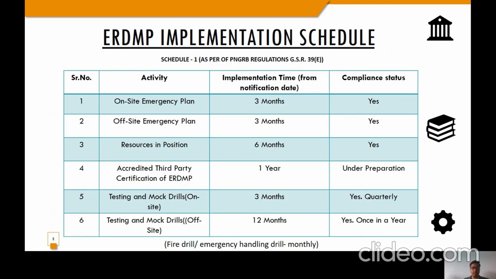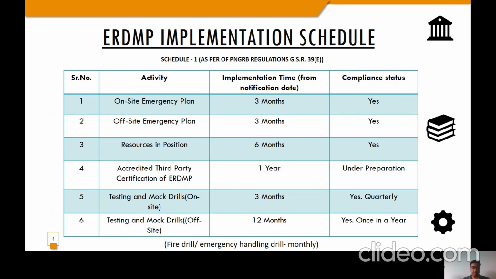Third is the resources in position. Implementation time is around 6 months, and the compliance status is yes. Fourth is the accredited third-party certificate of ERDMP. For that, implementation time is around 1 year. The compliance status is under preparation.